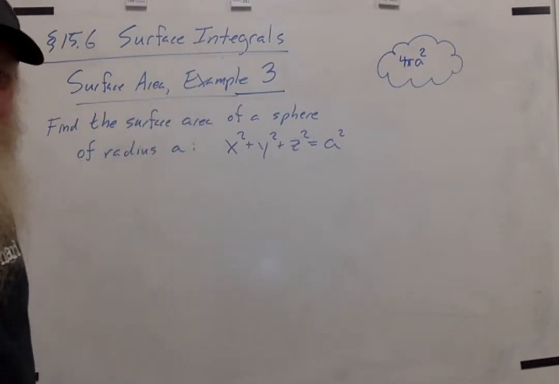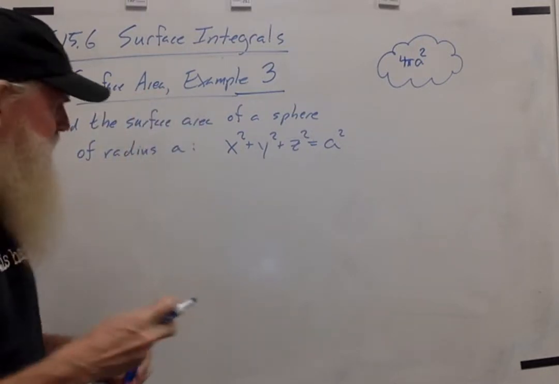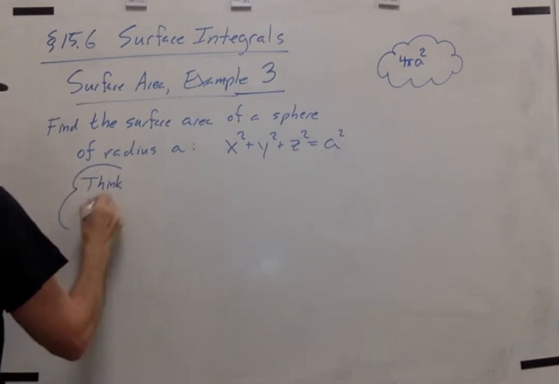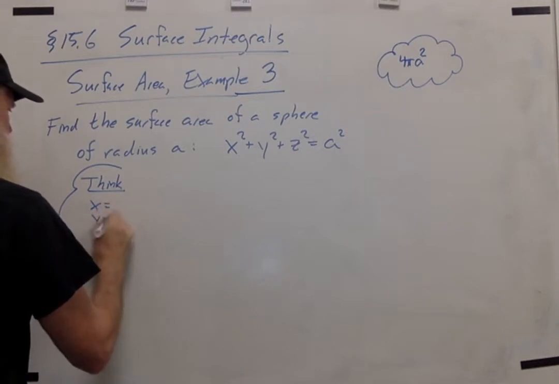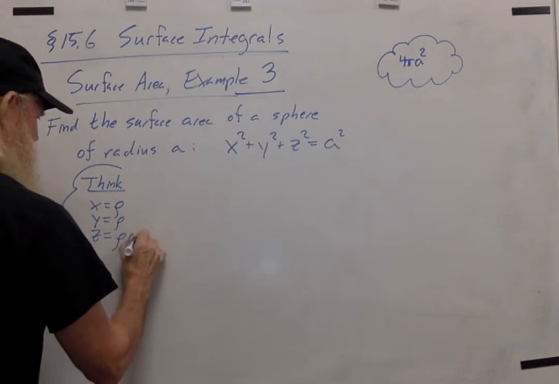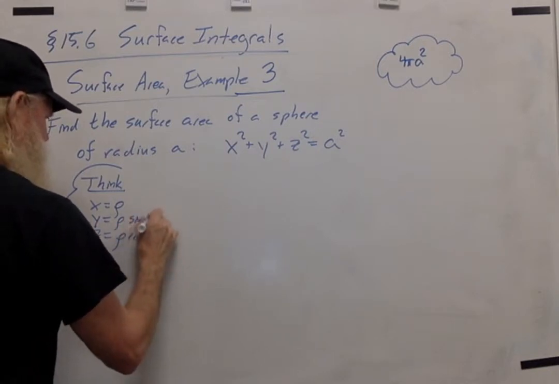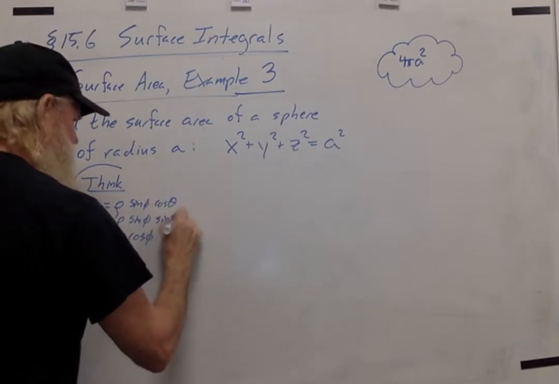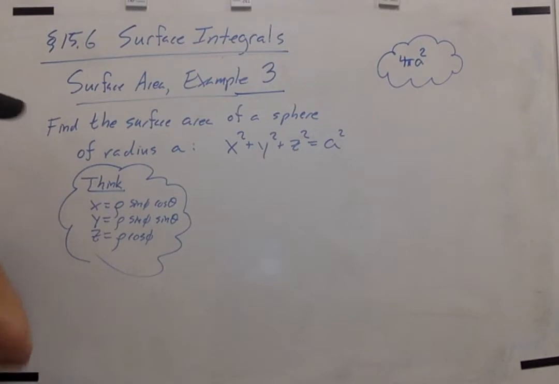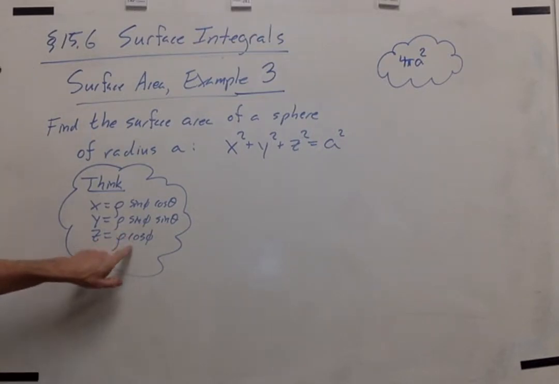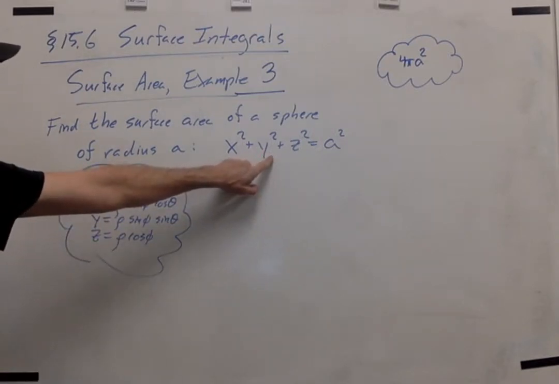Now, of course, since we're parameterizing a sphere, we want to use spherical coordinates. So let's adapt those. General spherical coordinates are given by this. X is rho sine phi cosine theta, y is rho sine phi sine theta, and z is rho cosine phi. So we'll take that, substitute it into the equation for the sphere.